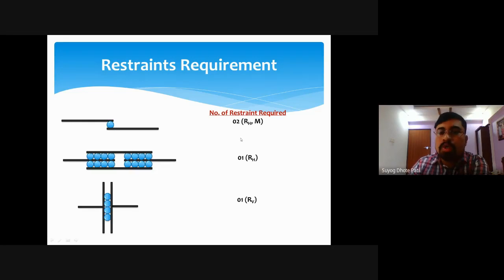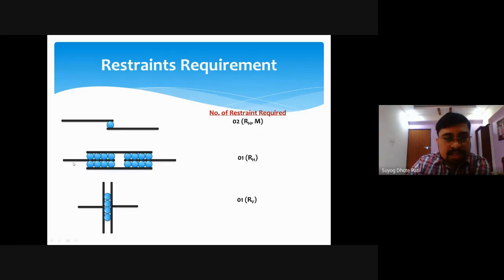Okay, so therefore the number of restraints required is 2, that is horizontal reaction as well as moment. Similarly for the second, it is very simple. एक बार समझ गए तो पूरा समझ में आ जाएगा. ठीक है, it is simple.